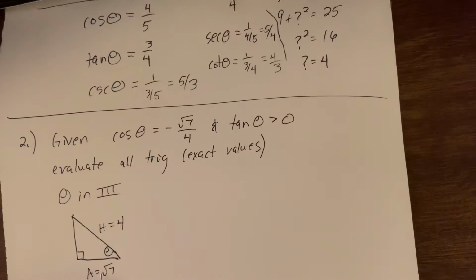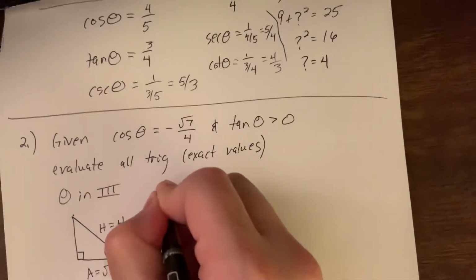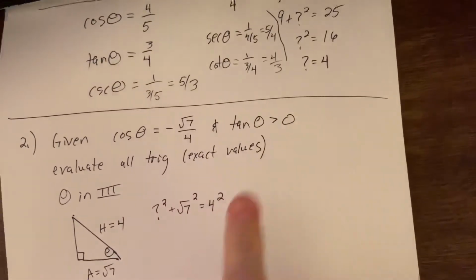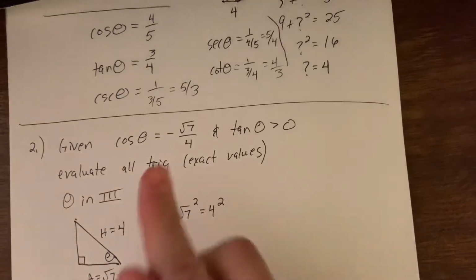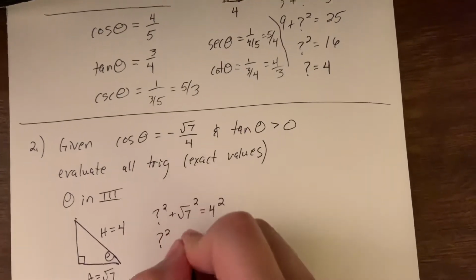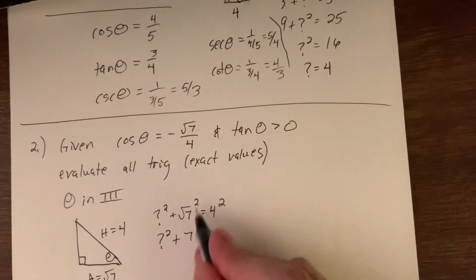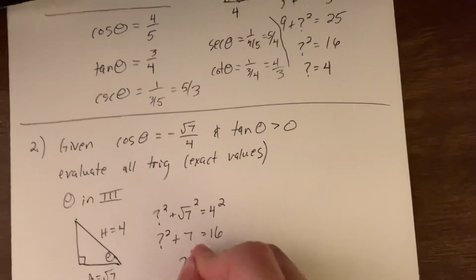Okay? So I want this side, so I will get the opposite side squared plus the adjacent squared equals the hypotenuse squared. This one still works out pretty nicely. Squaring a square root, that just becomes a 7. Technically, you could say that's square root of 49, but then you could clean that up. And that's 16. Subtract the 7 over.